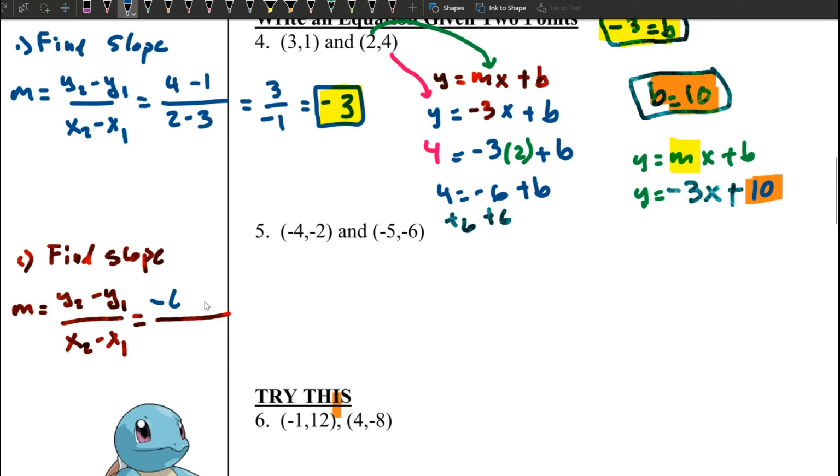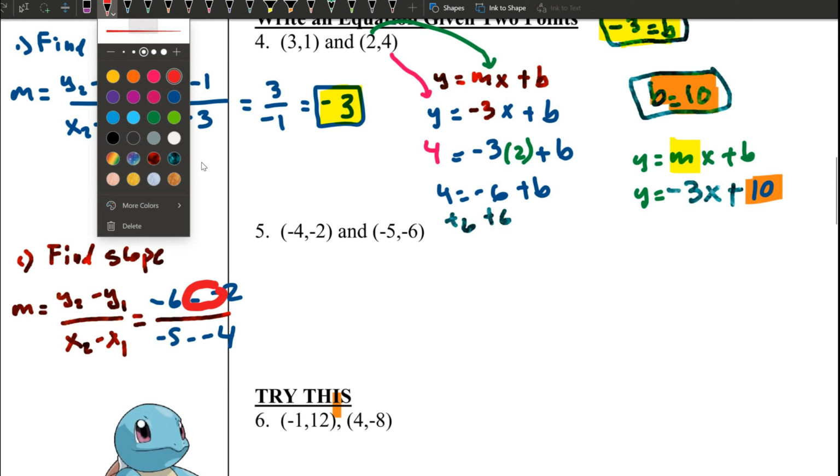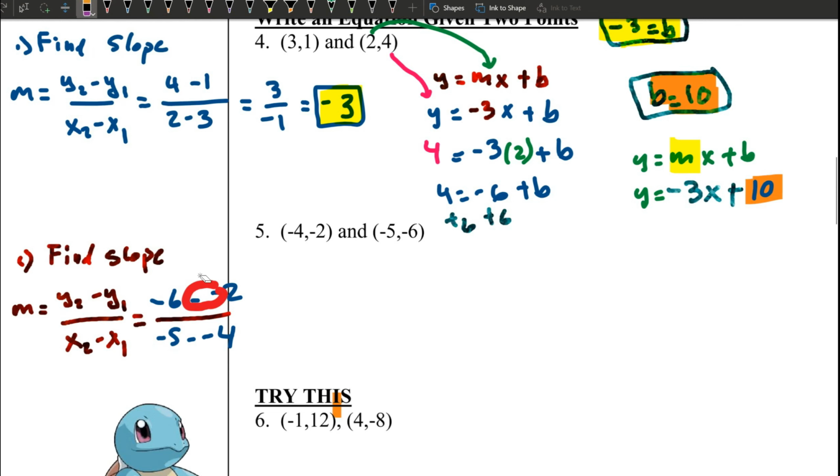Y2 is negative 6 minus negative 2, and then negative 5 minus negative 4. Two negatives will turn positive, so that will give me negative 4. Two negatives will be turned positive, that will be negative 1, so slope is 4.